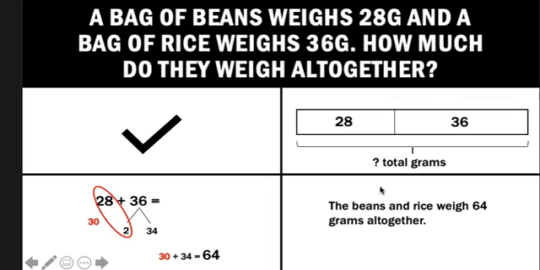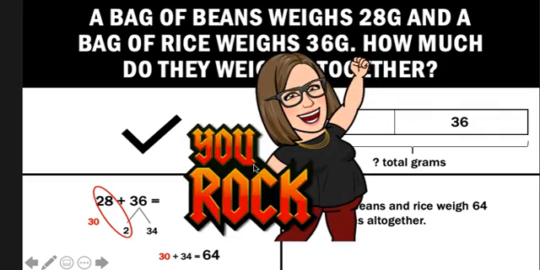The next one is my nice juicy sentence. The beans and rice weigh 64 grams altogether. So I used my answer and I went up and answered the question that they asked up here. A bag of beans, how much do they weigh altogether? And I answered that with my answer that I came up with, 64. The beans and rice weigh 64 grams altogether. So, yay, you rock. Awesome.